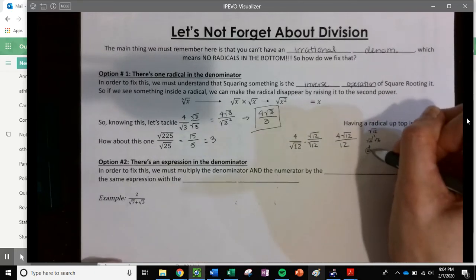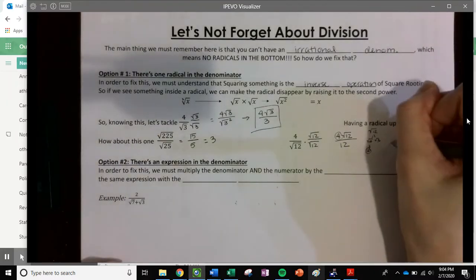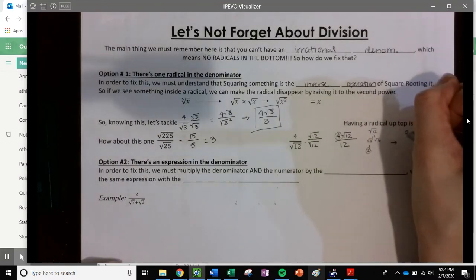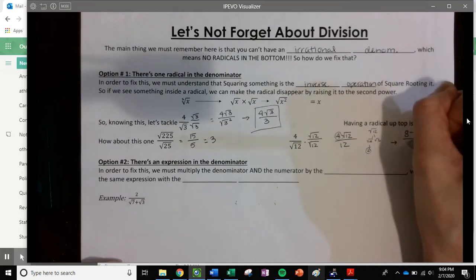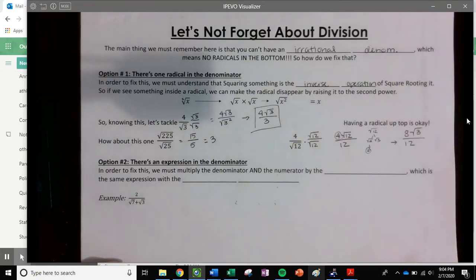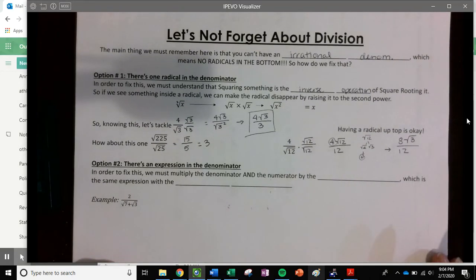We have to multiply the number that we're bringing out times the number that's already out there. So 2 times 4 is 8. That square root of 3 stays, and we have 12 in our denominator. The last thing we can do is we can reduce 8 over 12, can't we?